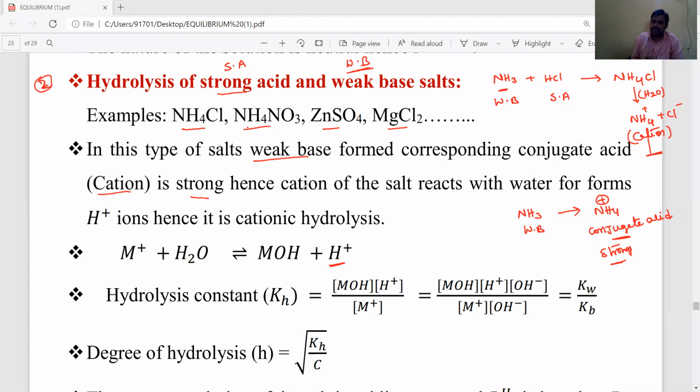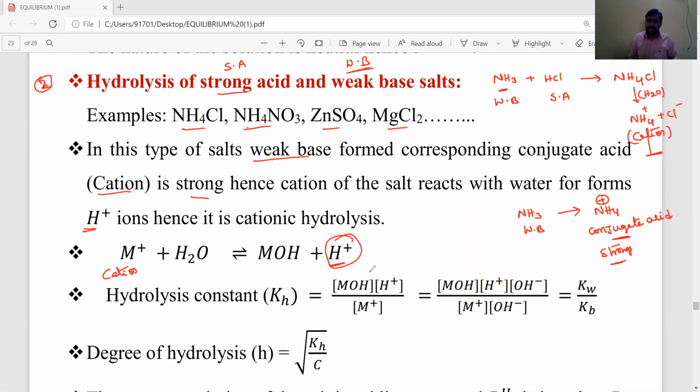So this cation of the salt reacts with water to form H+ ions. Commonly I use the cation symbol M+. This cation reacts with water and produces H+ ions. So when a strong acid, weak base salt dissolves in water, it finally produces H+ ions. Excess H+ ions are present, which means the resultant solution is acidic in nature.